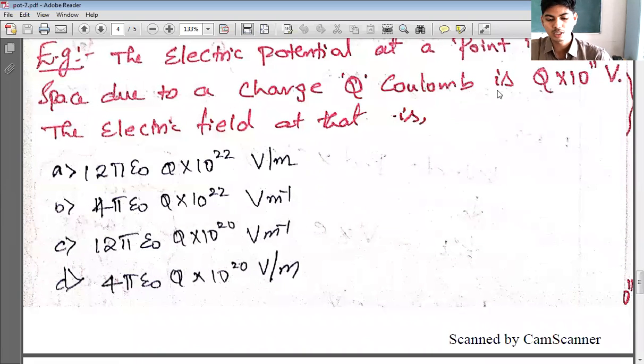What is given to us is potential at a point, given as q into 10 power 11 volts. There is a source charge q coulomb, and this source charge has produced a potential of q into 10 power 11 volts. We are given potential at a point, and you are asked to find the electric field at that point.